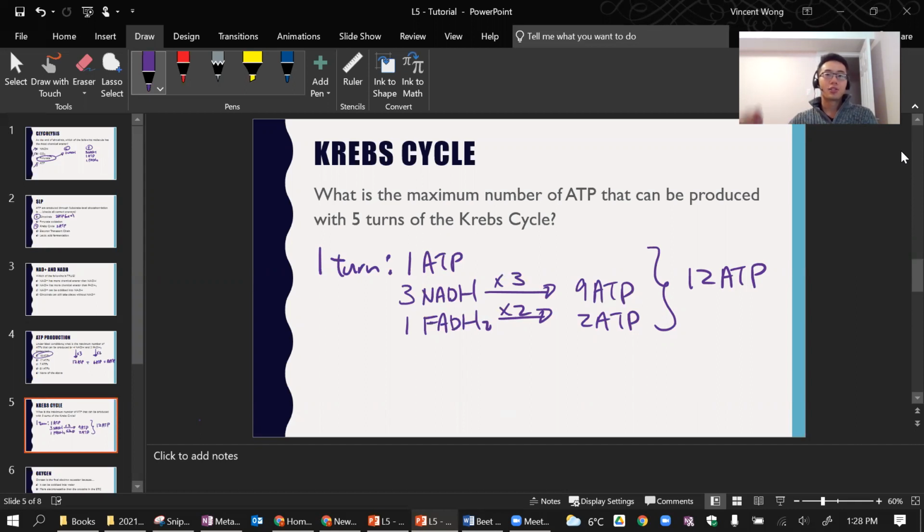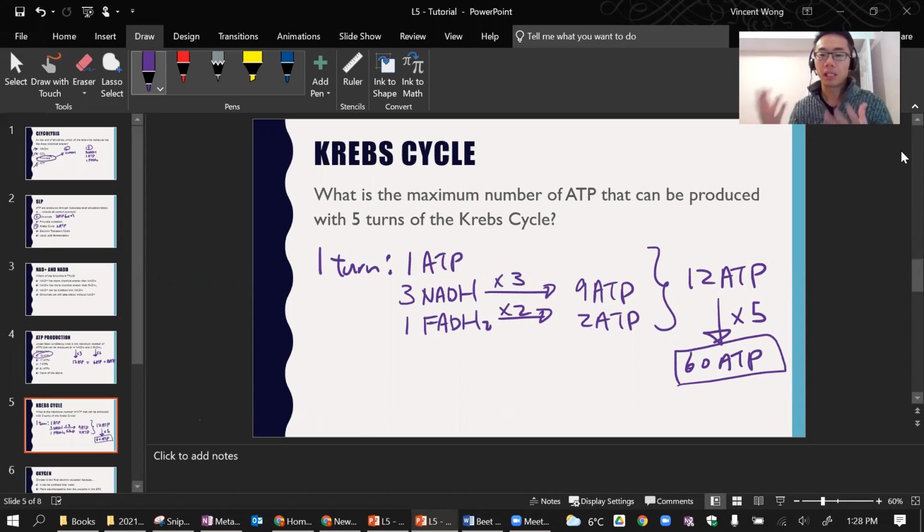Okay. So if you spin this thing for 5 turns, 5 times, I'm going to multiply this by 5, which gives you 60 ATP. That's the answer. Does that make sense? And if not, please let me know which part is confusing. I'll be happy to explain it again. You are guaranteed to see something like this on the test.